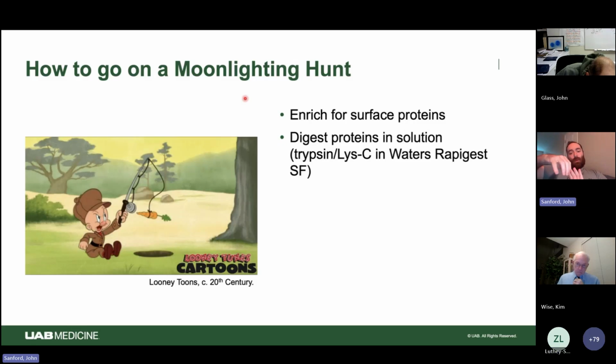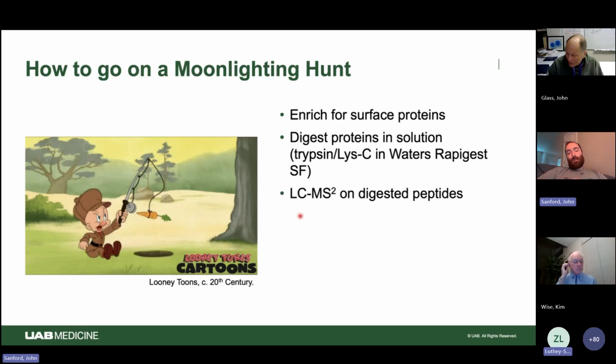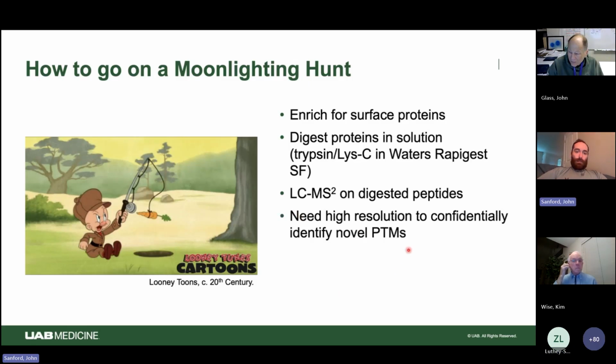Once we've pulled down these membranes, we digest them using an in solution digest, a trypsin Lys-C protease cocktail. I really highly recommend this RapiGest surfactant if you ever are generating surface mycoplasma data sets. It just seems to make our data sets much more robust. Then we perform liquid chromatography tandem mass spec on these digested peptides. When you're identifying any glycan, but especially novel ones, people want high resolution.